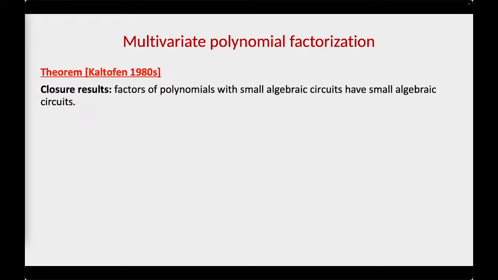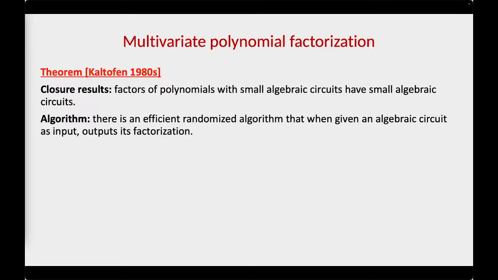So this was one part, and this closure result says that algebraic circuits, at least in the low degree regime, are closed under taking factors. This already tells us that the question we asked about designing efficient algorithms for factorization is a reasonable one to ask. The output description is polynomially bounded in the input description. But it didn't stop there. Kaltofen also gave an efficient randomized algorithm that will take an algebraic circuit as input and output its factorization. So output circuits for all the irreducible factors and tell us what their multiplicities are. Right, so this very, very convincingly answers the question that was there on the first slide.